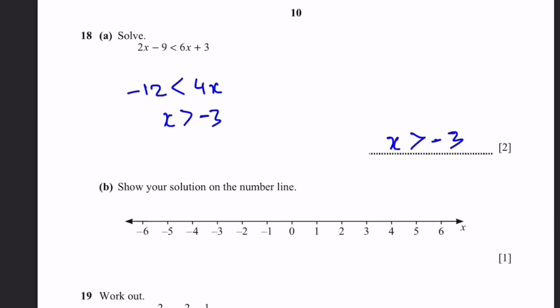B. Show your solution on the number line. So greater than does not have an equal to sign, so it's a circle with a hole. And now we can draw a line for greater than, which means it'll go towards the right side. And now an arrow. That's the answer.